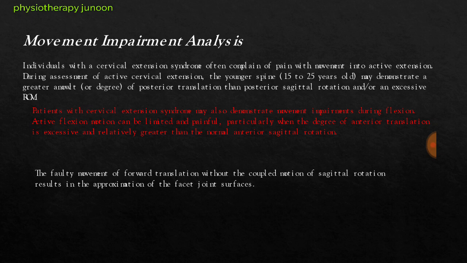But here we can say that a faulty movement of a forward translation without coupled motion of sagittal rotation results in the approximation of the facet joint surface. Approximation of the facet joint surface during performance of this faulty flexion movement results in similar approximation of facet joint surfaces as that occurring during cervical extension, as well as complaint of pain similar to that during active extension.